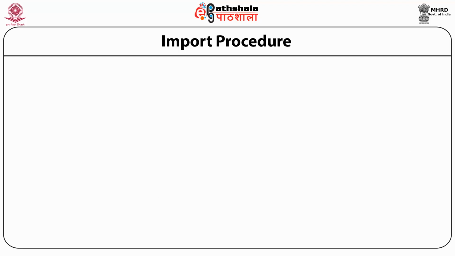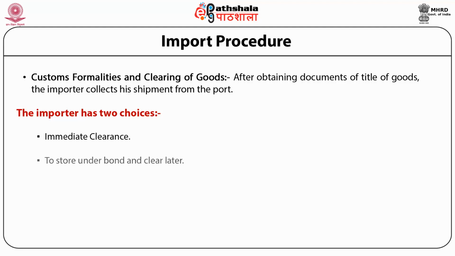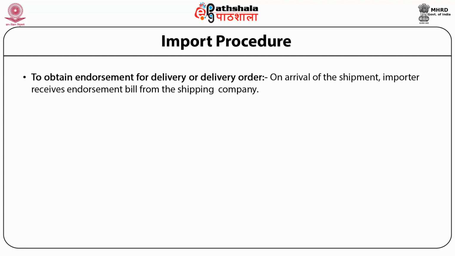The other step is customs formalities and clearing of goods. After obtaining the documents of title of goods, the importer collects his shipment from the port. The importer has two choices, that is immediate clearance and to store under bond and clear later. The following procedure is followed for collection of shipment at the port. First, to obtain endorsement for delivery or delivery order.